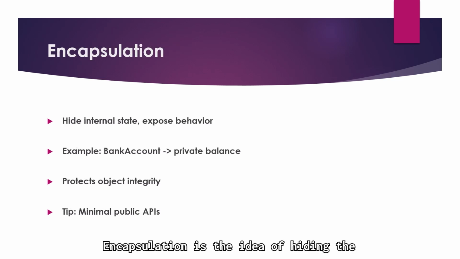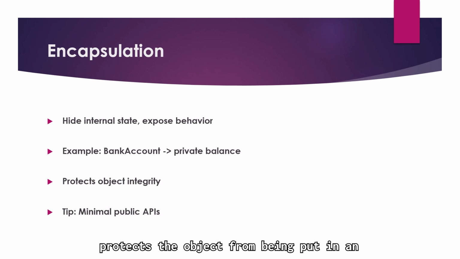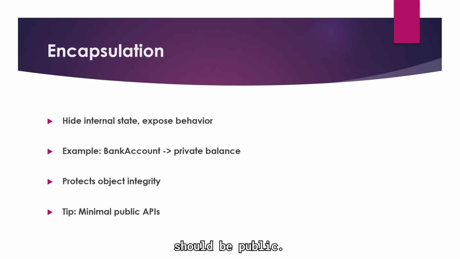Encapsulation is the idea of hiding the internal details of an object and exposing a clear, controlled interface. Think of a bank account class, its balance is private. You can't change it from outside. Instead, you have to use a deposit or withdraw method. This protects the object from being put in an invalid state. Encapsulation also makes systems easier to refactor because internal changes don't ripple out to everything that uses the object. In design terms, this means building strong walls around our objects. Only the doors should be public.